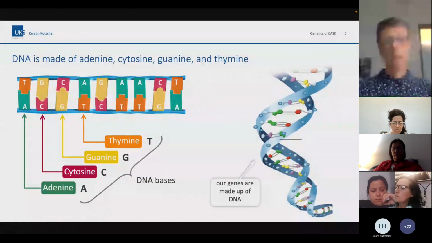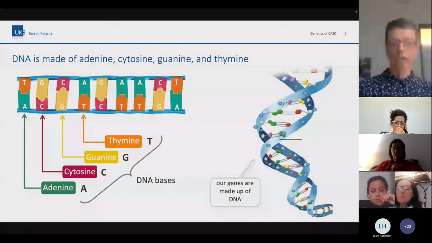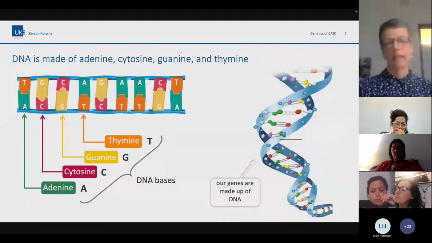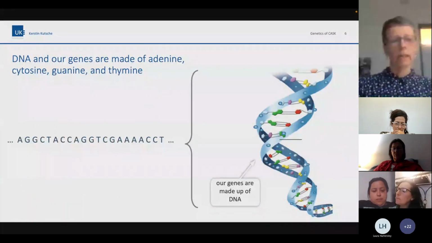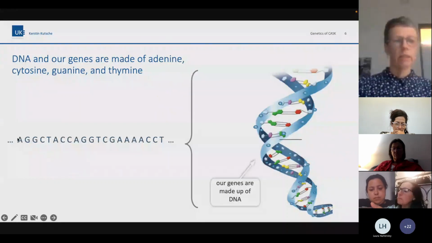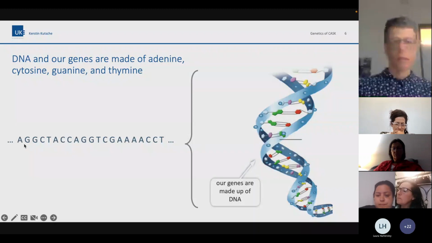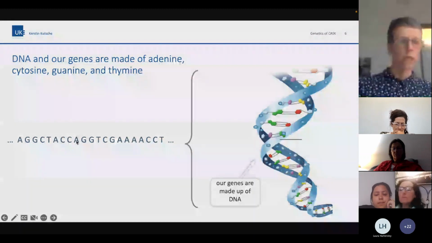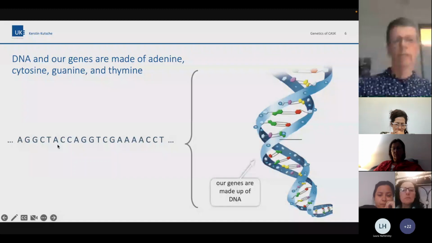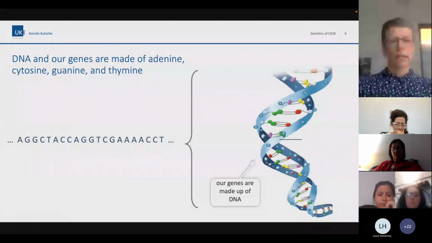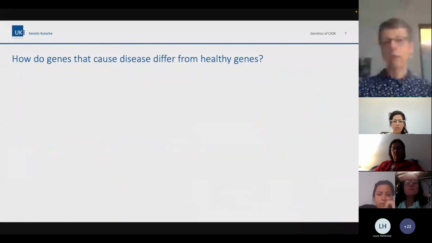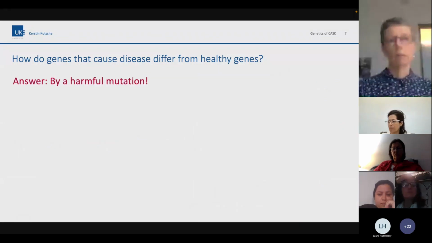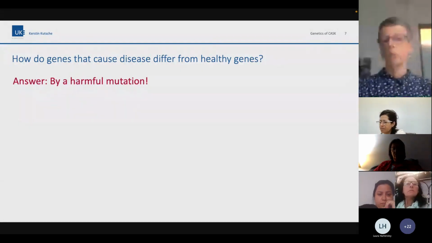And these DNA bases can be mutated, and a mutation of a certain base in a certain gene can lead to disease in humans. So here you see what could be a DNA sequence. These are a lot of bases in a row, and this kind of sequence can represent a gene. On the next slide, I asked the question, how do genes that cause disease differ from healthy genes? And the answer is, of course, what you know, a harmful mutation.